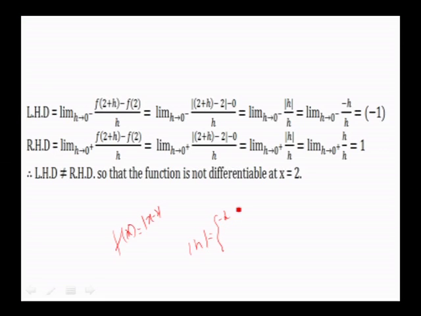It is minus h for h less than 0, plus h for h greater than or equal to 0. So always this mod x value or mod h value, even if you take mod x for example, it is minus x for x less than 0, plus x for x greater than or equal to 0.